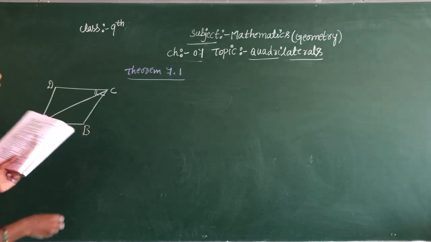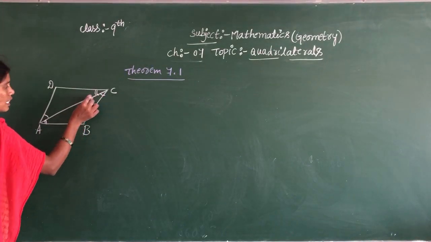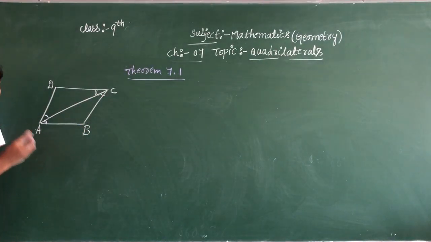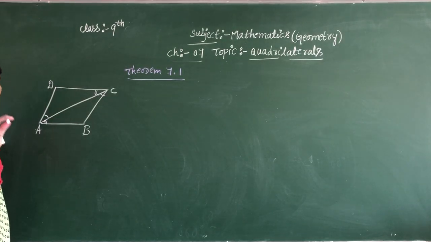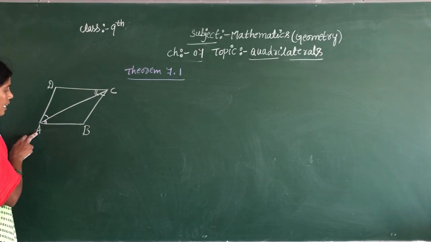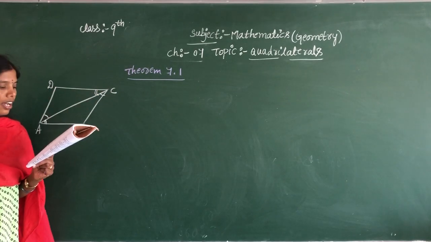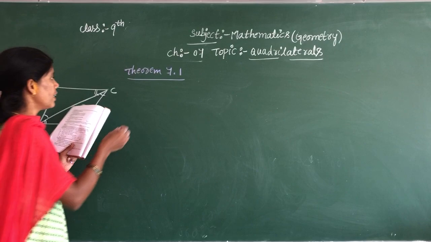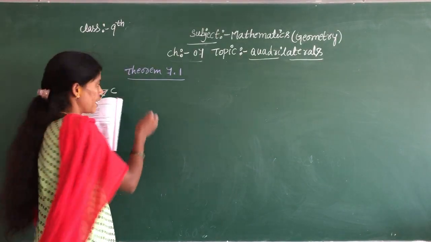So this diagonal cuts it into how many triangles? Two triangles, that are congruent triangles. Congruent triangles have the same shape and same size. ADC is one triangle and ABC is another triangle. Okay children, you should write the 7.1 statement.